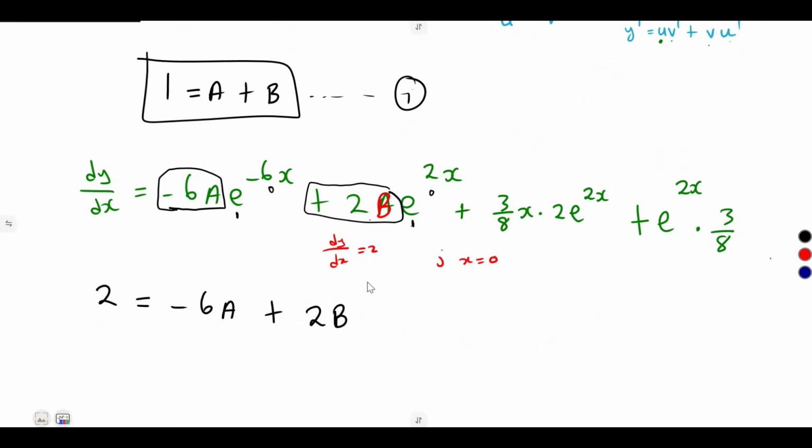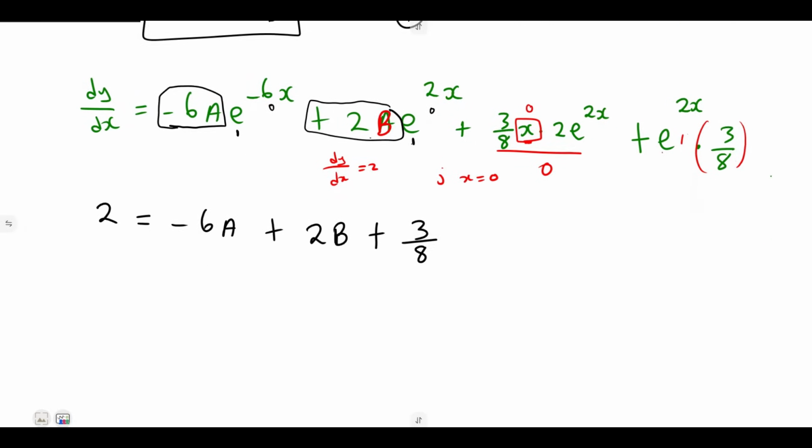Okay. Then we check another part. The x here is on a product. So the moment we have a product, any number times 0, we know that this whole thing is going to give us a 0. All right. e to the exponent of a 0 is 1. So 1 times 3 over 8 is going to give us 3 over 8. That one, we are going to have it in our final answer. So this is our second equation, which we can just try to simplify before we solve.